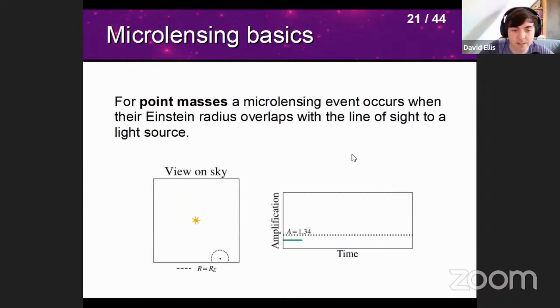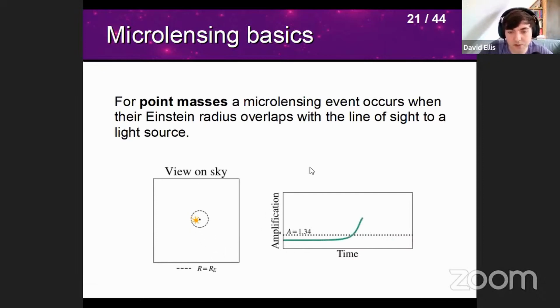So what happens instead? Well, for a point mass, microlensing is defined to have occurred when the Einstein radius of the mass overlaps with the line of sight of the light source. So at this point, the amplification becomes greater than 1.34. So in the experiment, we just measure the brightness of this star, and then we look for events such as this one here.